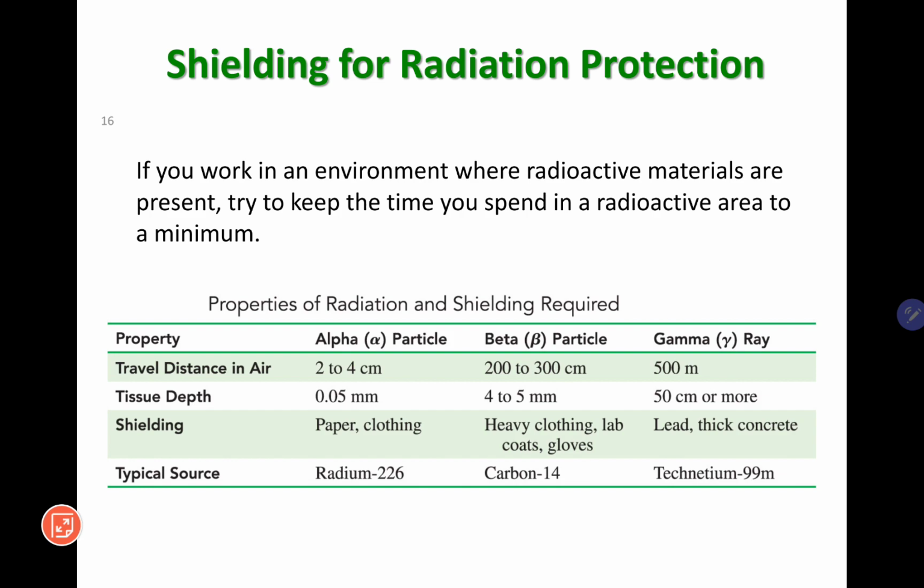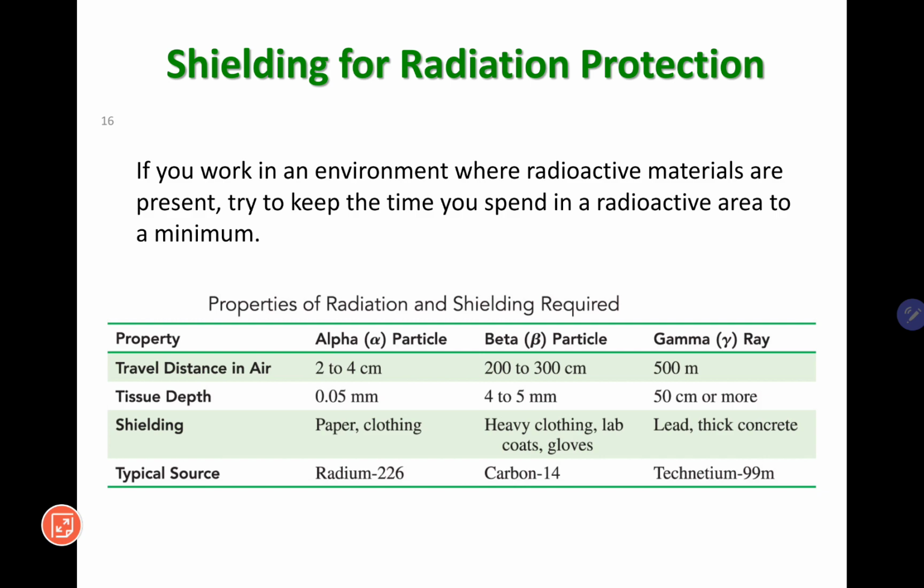Also, alpha particles have a very small tissue depth, which means they only travel a very small distance in your tissues. So your skin is more than enough to help you. And if you have a small layer of clothing on you, it can easily protect you from alpha particles, because they have a low penetration depth.